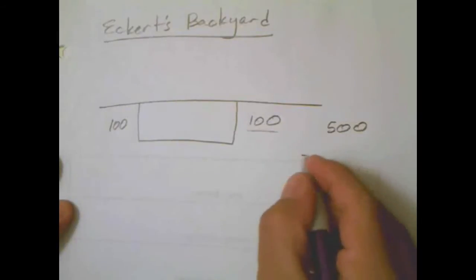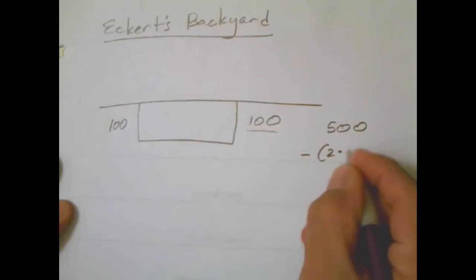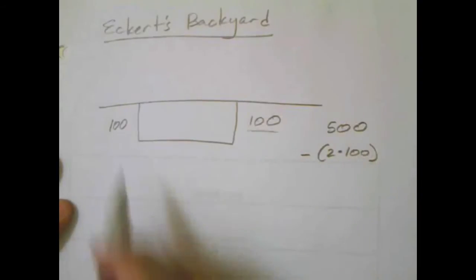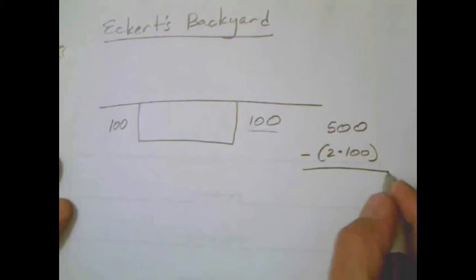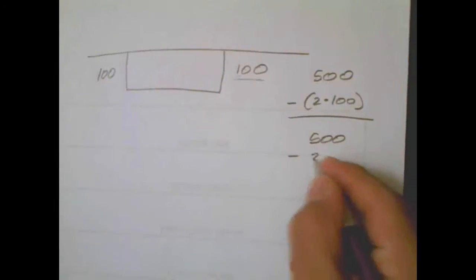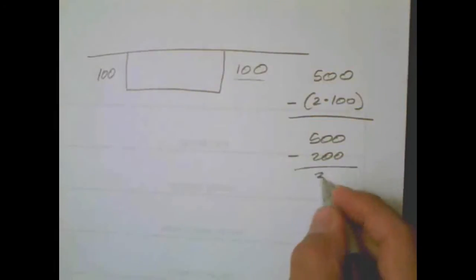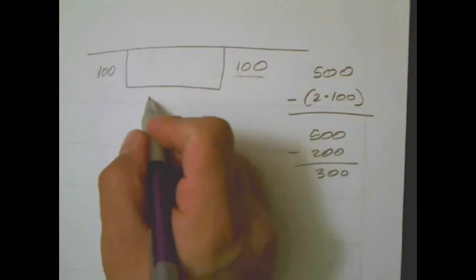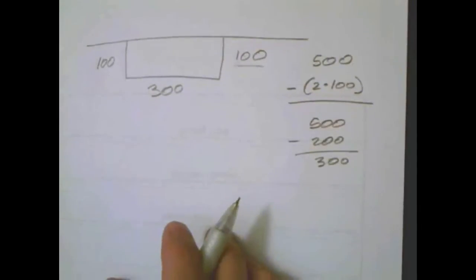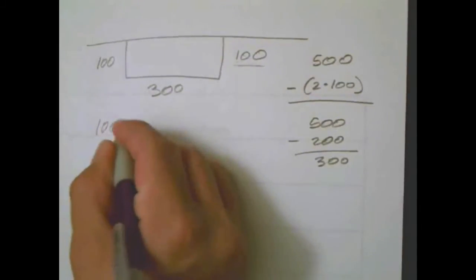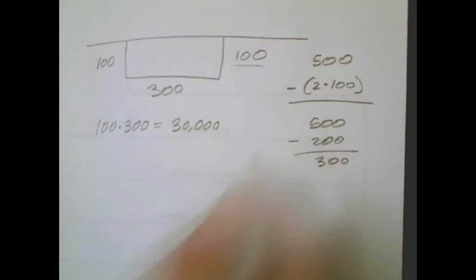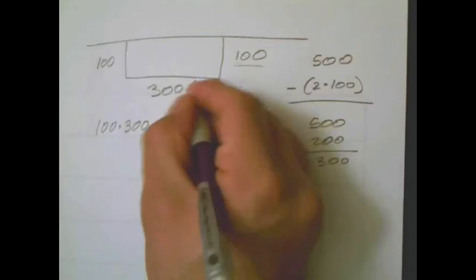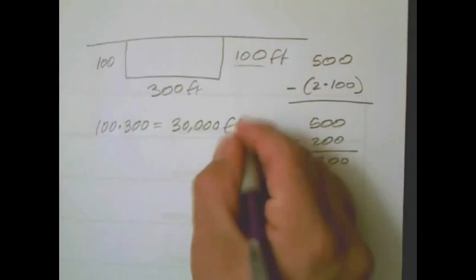So that means we are going to subtract 2 times 100, because here's 100 here, here's 100 here, there's 2 of them. So that's actually 500 minus 200. Comes out to 300, which means we have 300 left here. And then to find the area, we would do 100 times 300, and that equaled 30,000. And this is in feet, and this is feet squared.